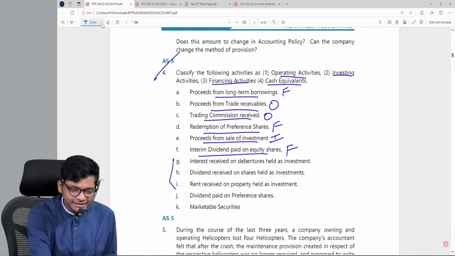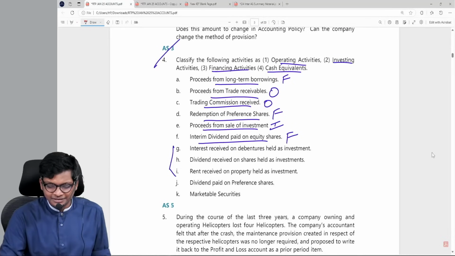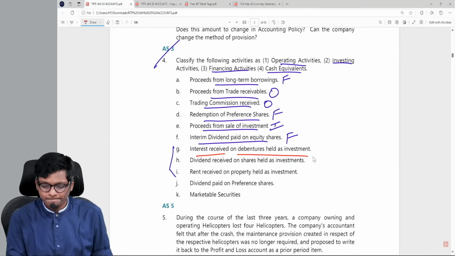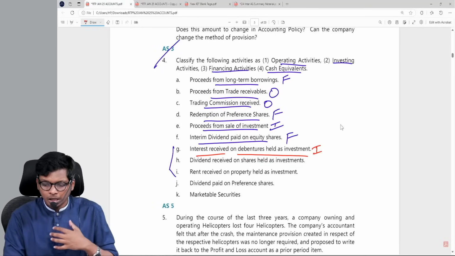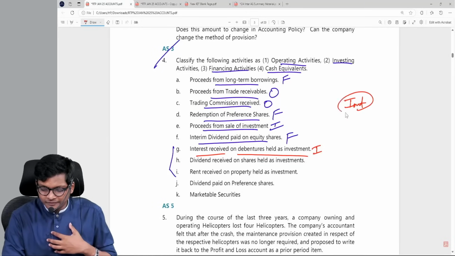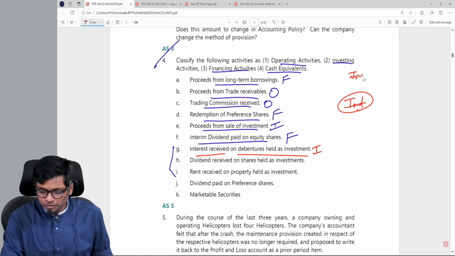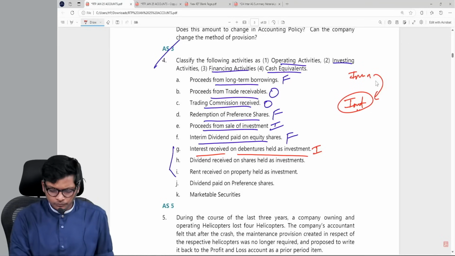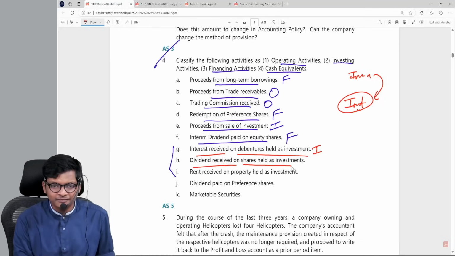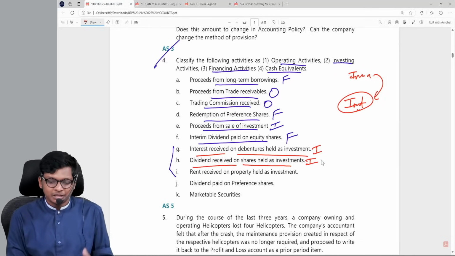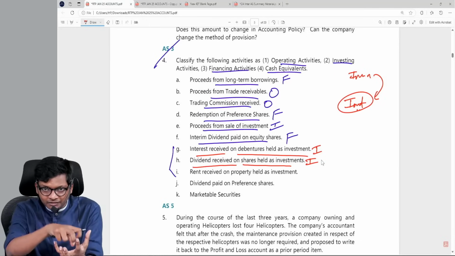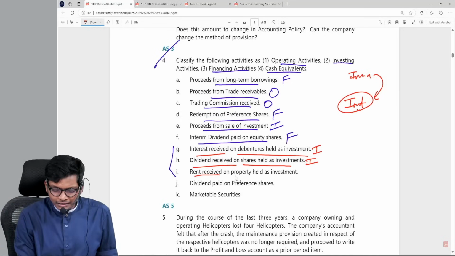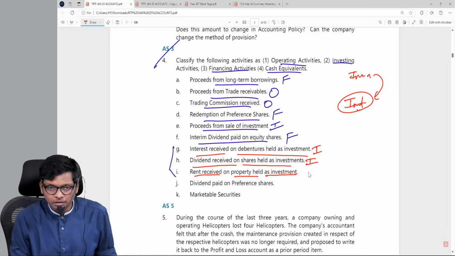Next three only are the interesting ones, which you don't have in the study material. Interest received on debentures held as investment. Logic: if something is an investment, any income on that investment also becomes an investing activity. Dividend received on shares held as investment, investing. Shares are an investment, so the income from it I will also take as investing. Rent received on property held as investment, investing.